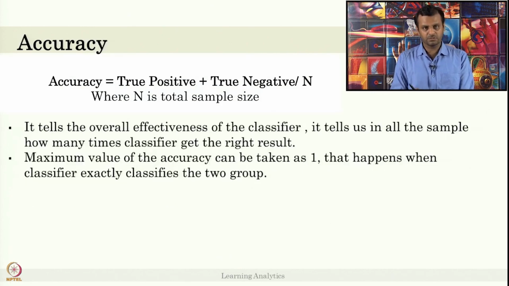What is accuracy? Accuracy is the correctly classified examples, true positives and true negatives, divided by all the samples you have. The number of samples we have in this example is 6. It tells the overall effectiveness of the classifier, in all the samples how many times the classifier got the correct result. The maximum value for accuracy is of course 1, because everything is classified correctly, so n by n will be 1. If that happens, the classifier is perfect.